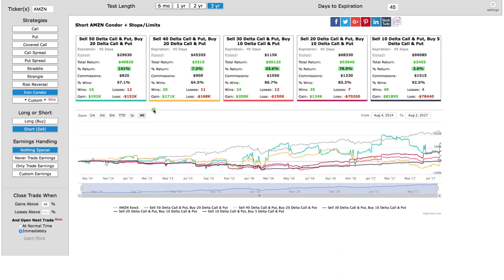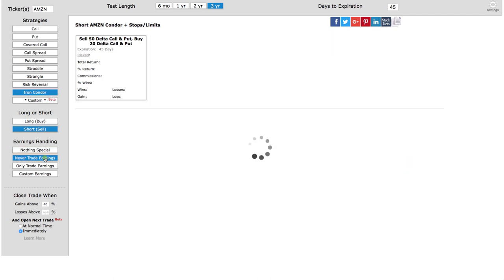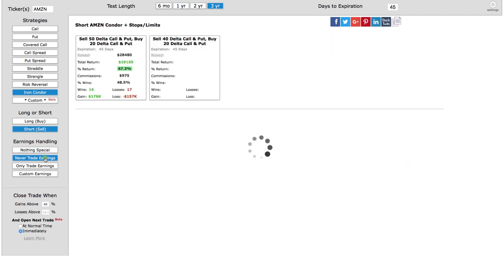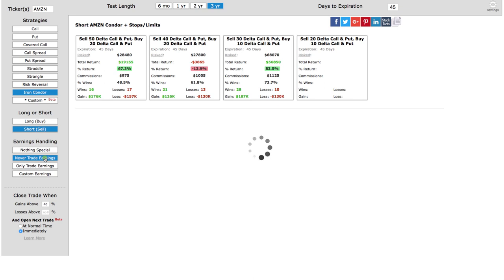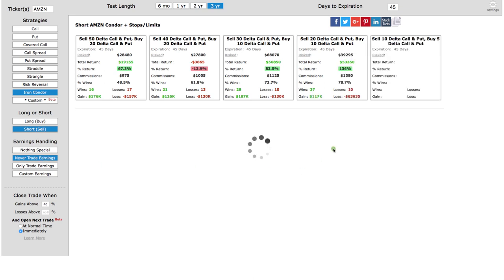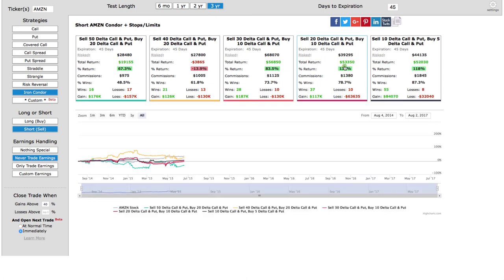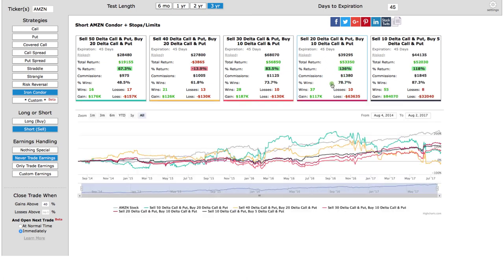One of the things you can look at, for an individual stock, is you can say never trade earnings. So it's going to exit the position 2 days before the earnings announcement, and then it's going to re-enter 2 days after the earnings announcement. And so you can get an idea of what the statistics and the backtesting look like for trading Amazon without earnings, and you can see that improved it pretty dramatically. So this is the power of using statistics. This is the power of this backtester.